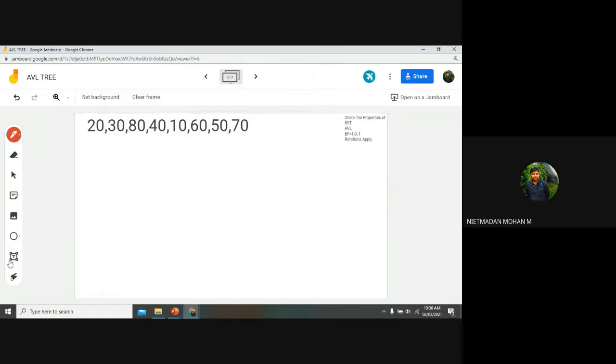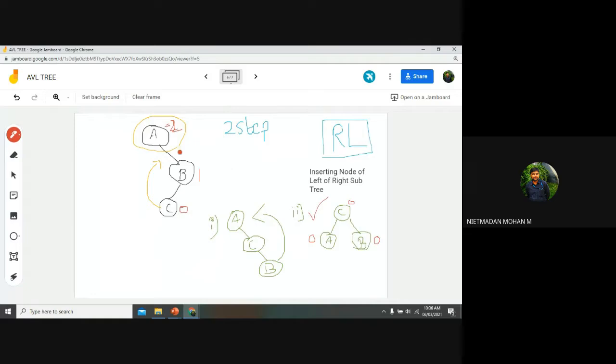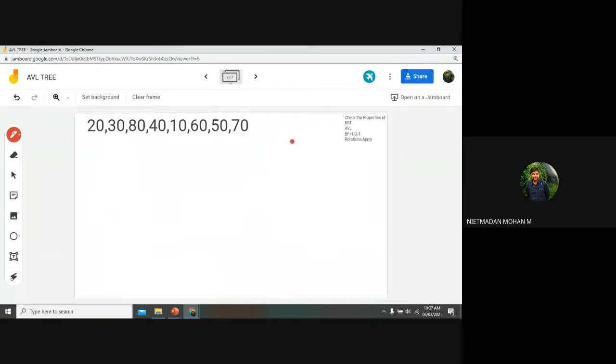So this is an example. Till now we have discussed only with the characters A, B, and C. So now we will move to a real-time example of a binary search tree, how this will occur with the satisfaction of the condition of an AVL tree. So now we will move through the step-by-step process.